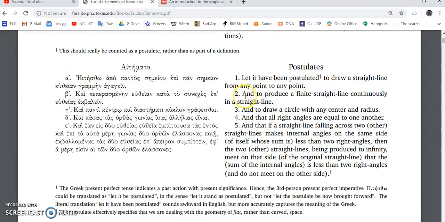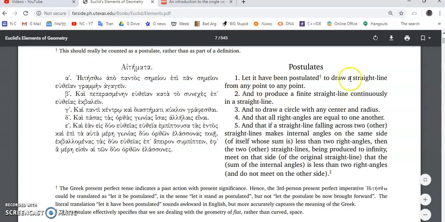So the first 3 requirements are these: to draw a straight line between any 2 points, to be able to extend it, and to draw any circle with a center and radius. All right. And the Greek text says, "Ke pandi kendro ke diastimati kyklon graphese." So this here basically says a circle with any distance, which means the same as any center and radius.